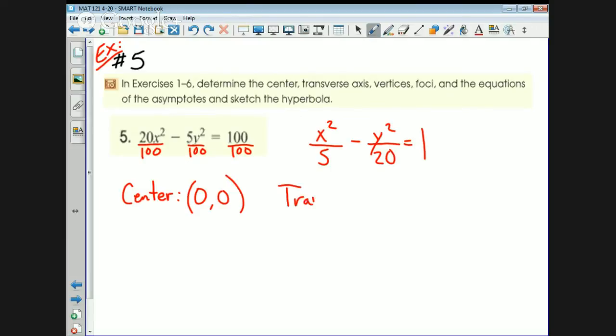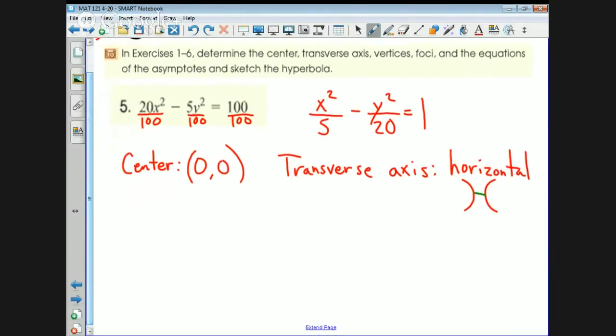The transverse axis. Since the x term is positive here, x is dominating this thing, so to speak. One way to think about it, the x-axis is horizontal, so the transverse axis will be horizontal. Which means we're going to be looking at a basic shape like that for our hyperbola. And again, the transverse axis connects the vertices through the center. You put all that together, it almost looks like an H, that would say horizontal transverse axis. Maybe not, but if it helps you remember it, use it.